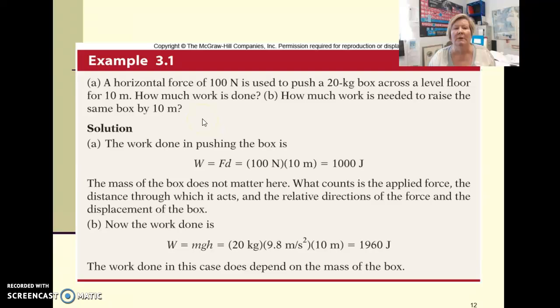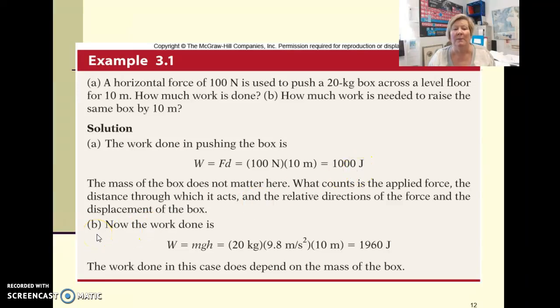So the first part, we're simply sliding the box across the floor, and so work is force times distance. Our problem tells us that's 100 newtons of force. Plug that number in there. And we're pushing it for 10 meters, and you have 1,000 joules of work. That's the same as 1 kilojoule. So the mass of the box does not matter in this case because we're moving it along the Earth's surface.